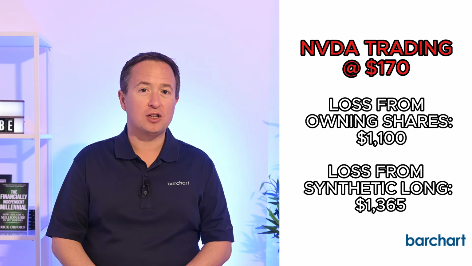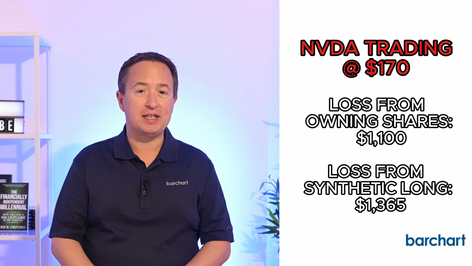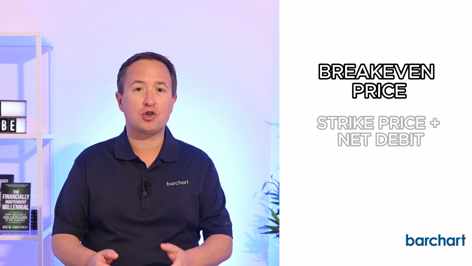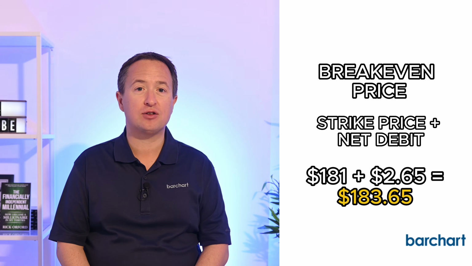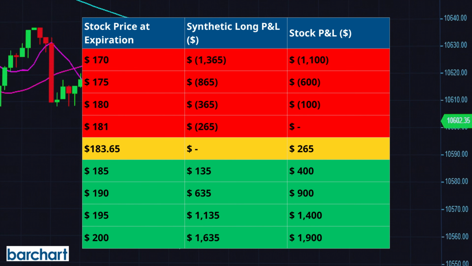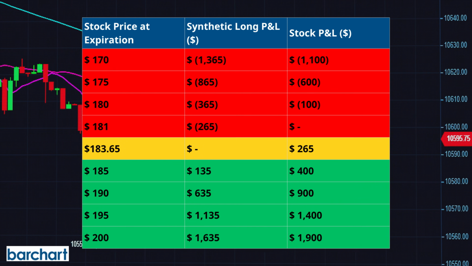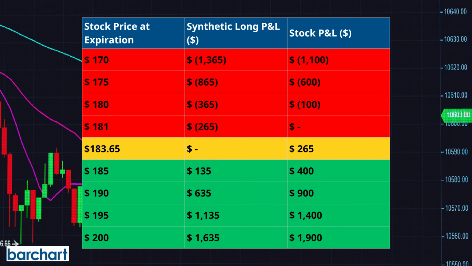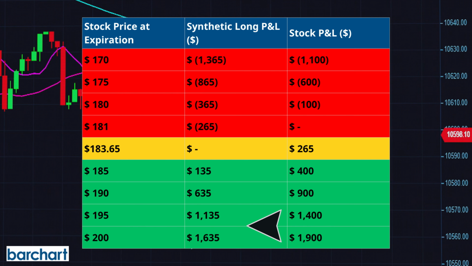Let's consider the profit and loss scenarios depending on where NVIDIA might end up at the option's expiration date. For this synthetic long position, the break-even is the strike price plus the net debit or credit. In this case, it works out to $183.65. As you can see, the only difference between having the synthetic long stock and owning the stock outright is the $265 debit in this case. Aside from that, the synthetic position rises dollar for dollar with the stock after it breaks above the break-even price.